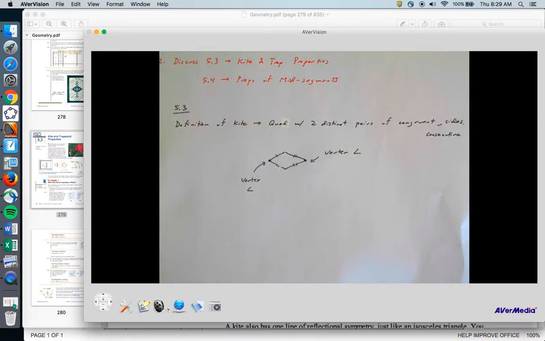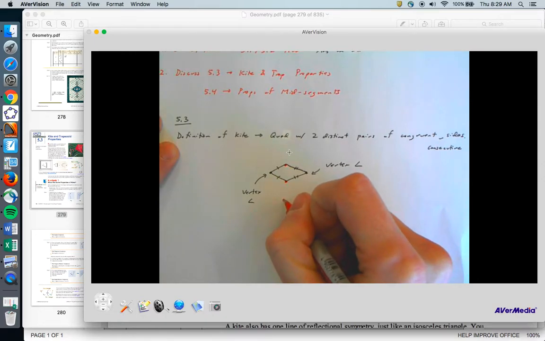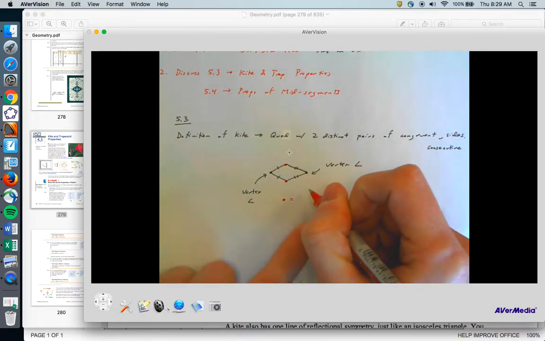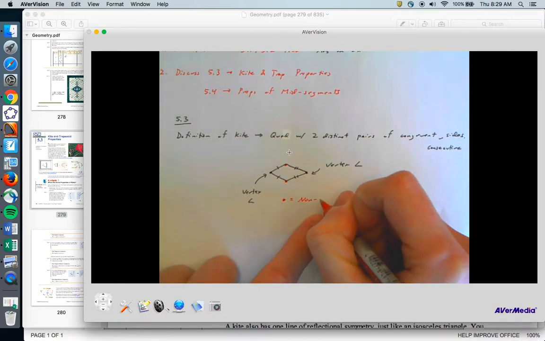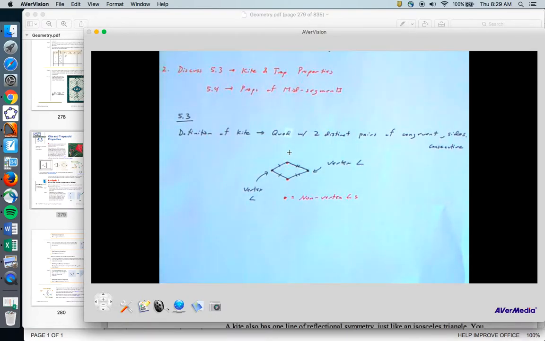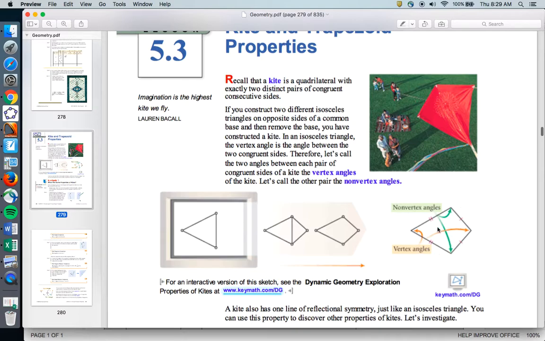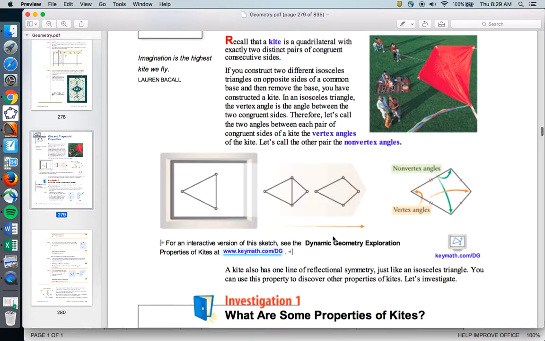That means these that connect non-congruent sides, those are the non-vertex angles. Maybe I'll do that in another color. So we've got this guy and this guy. I'm going to say red. This is equal to non-vertex angles. Okay. Also got a picture here in the book, probably drawn better than I can, but you get the idea.